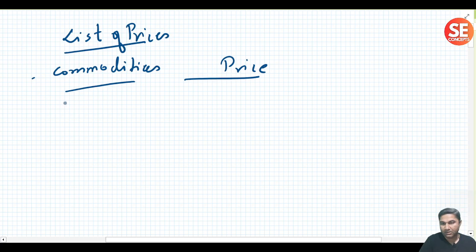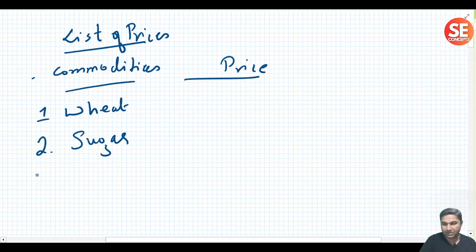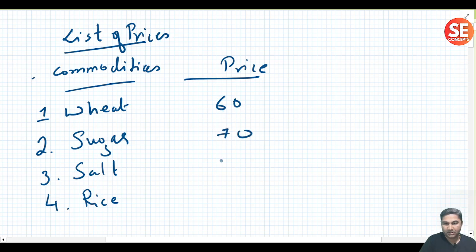Commodities can be like wheat, sugar, salt, rice, and many more. For each there will be a price. Let us say wheat is like 60 rupees per kg. Sugar may be around 70 rupees. Salt is like 30 rupees. Rice is like 90 rupees.